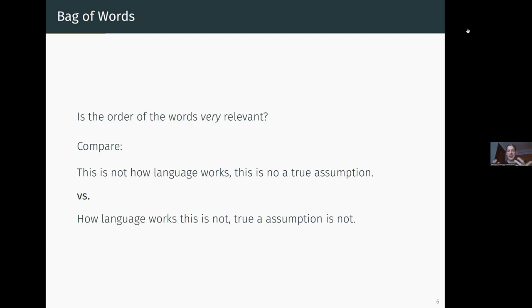And this bag of words, like I said, basically challenged the idea that word order had any point or was relevant in any way. So, for example, if you have a sentence like, "this is not how language works, this is no true assumption, nobody cares," versus something like, "how language works, this is not true assumption is not." That's exactly the same words in a different order. But for the bag of words, it doesn't really matter. You just count the words. And this feels very wrong, but it actually worked very, very nicely.